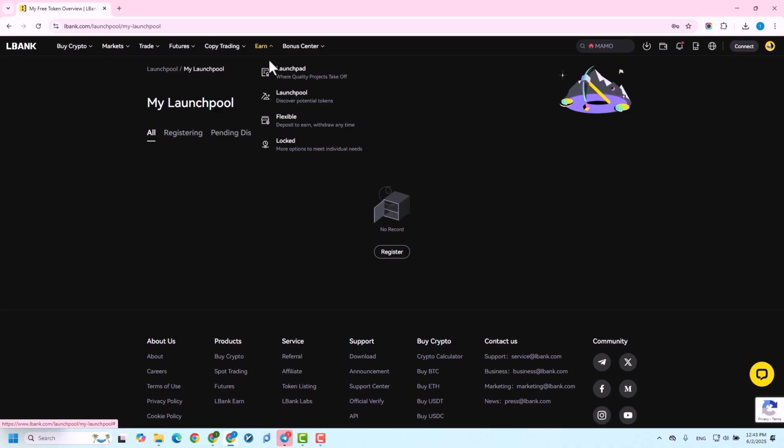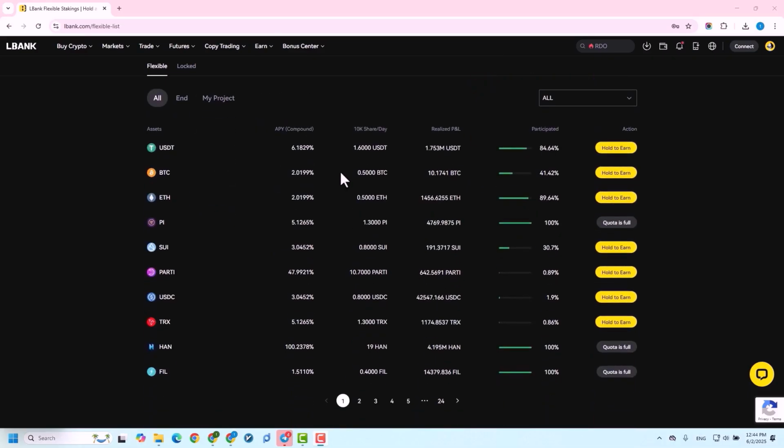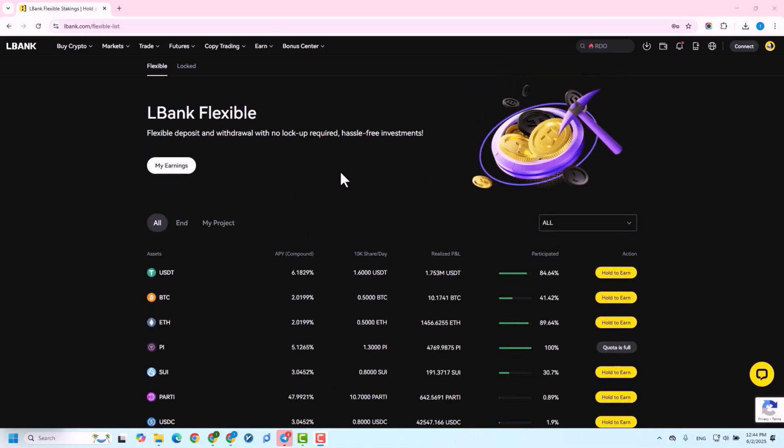The next section is specifically related to the flexible feature, which in the LBank Exchange allows users to deposit their tokens without any lockup period and withdraw their tokens at absolutely any time they wish without restrictions. This type of investment is a suitable option for those who are looking to earn profits but do not want their assets to be locked up for a long period.